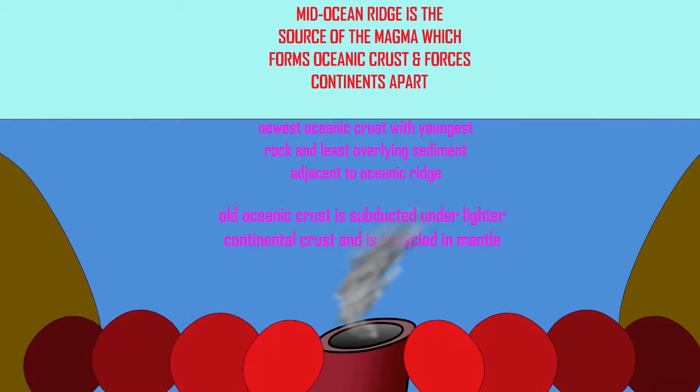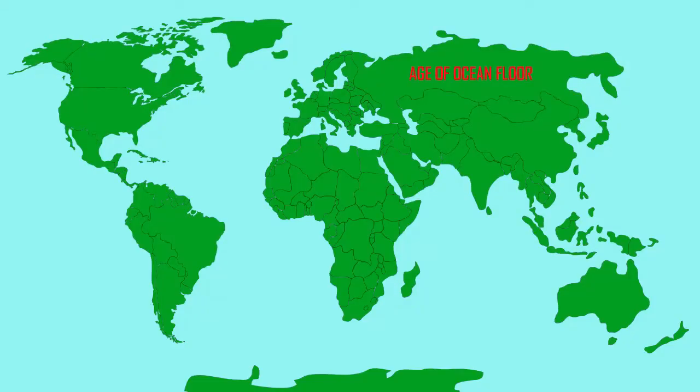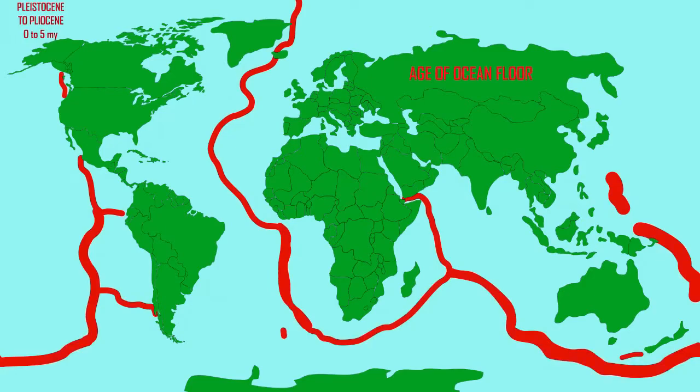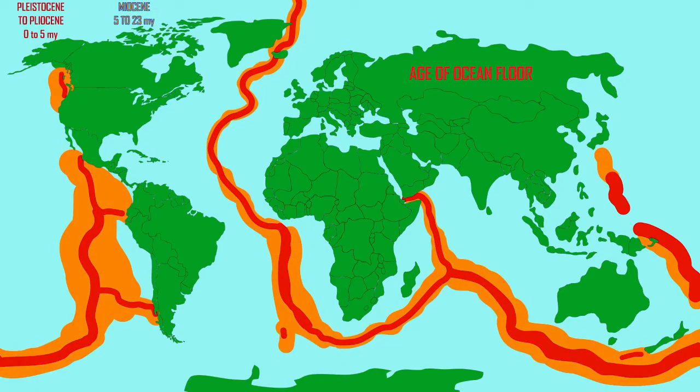new ocean crust. Thus, throughout the oceans of the world, the youngest crust, which dates to the Pleistocene to Pliocene epochs from 0 to 5 million years ago, would be found along the mid-ocean ridges. Slightly older ocean crust from the Miocene, from 5 to 23 million years ago, would be found next to the red band from the Pleistocene to the Pliocene.